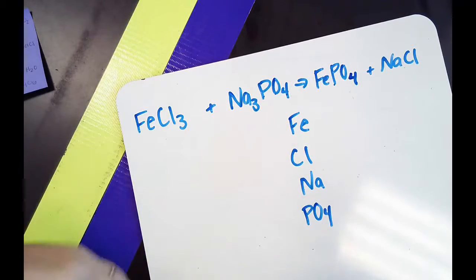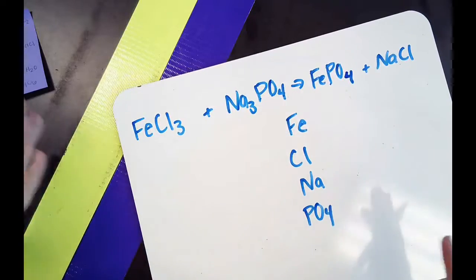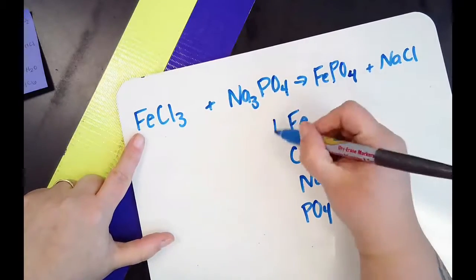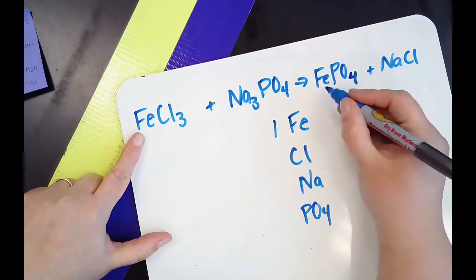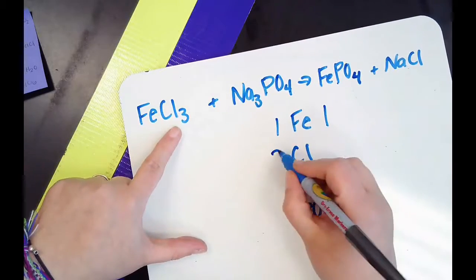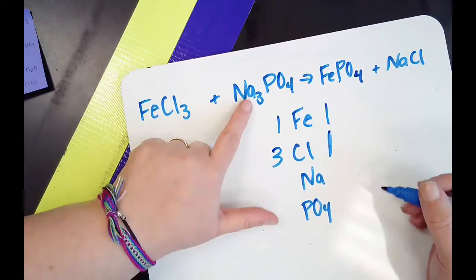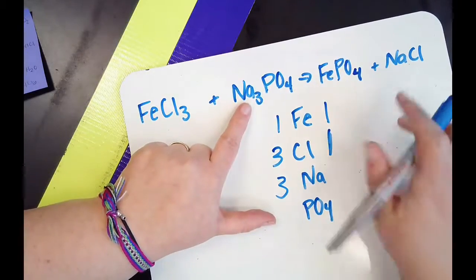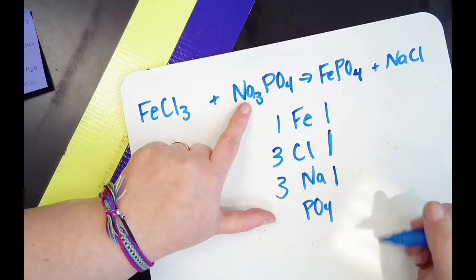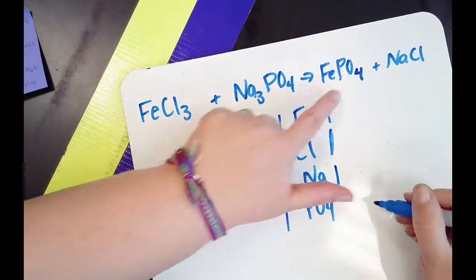Now, if you want to, I can go through the other way too, but let me show you how to do this and see if you like that, okay? Now we need to count. I have 1 on this side. I'm counting iron right now, and 1 on this side. I have 3 chlorines on this side, 1 on that side. Counting sodiums, I have 3 on this side. I have 1 on this side. And then counting my phosphates, I have 1 on this side and 1 on that side.